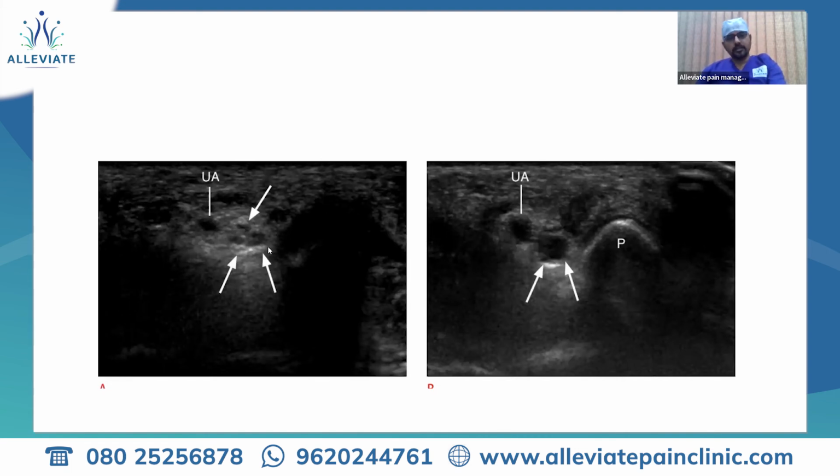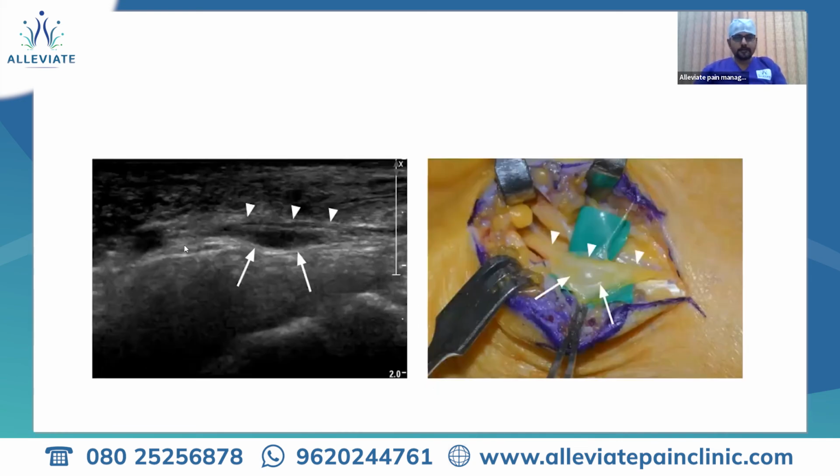Again, it can be due to thrombosis of the ulnar artery, or thrombosis of a vein, which can get enlarged, or any neuroma formation, and the nerve can get entrapped. Okay, you can see here that there is a neuroma. It could be a ganglion also, which is compressing the nerve, marked by the arrowheads.